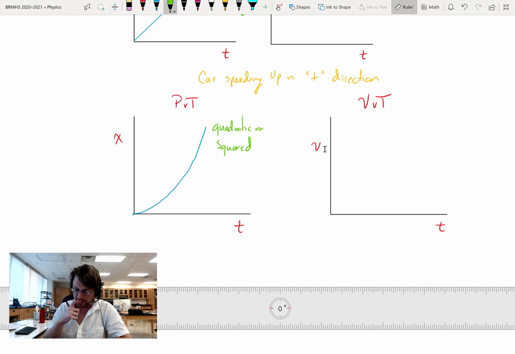Boom, it's curvy, okay? Velocity versus time. What's going on there? So let's say this car is starting with a speed of 0, a velocity of 0. It's not moving, and then you start going, and speed up the whole time at a constant rate. If we start from rest, then the velocity at the very beginning is going to be 0.